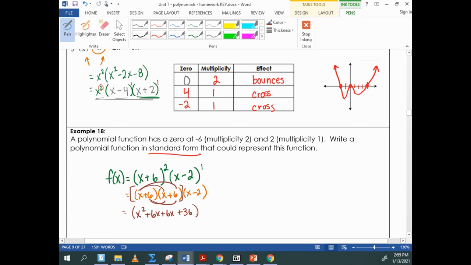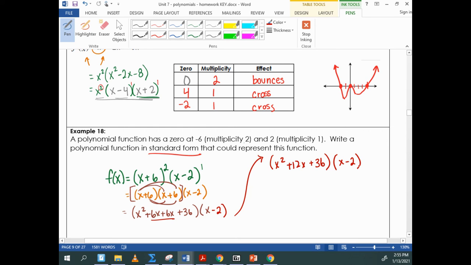Okay, so then after we simplify this, we need to multiply it by our x minus 2 right there. But we're going to combine some of those like terms. So I have in this function, I've got my x squared. 6x plus 6x is the 12x plus 36. And we'll multiply that by our x minus 2.